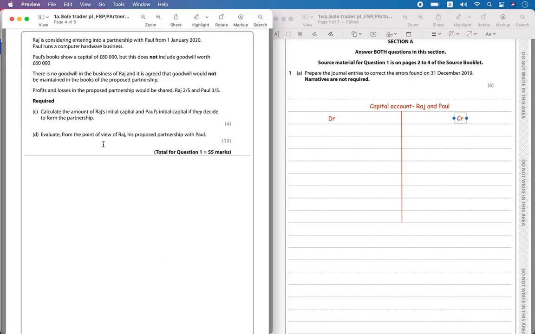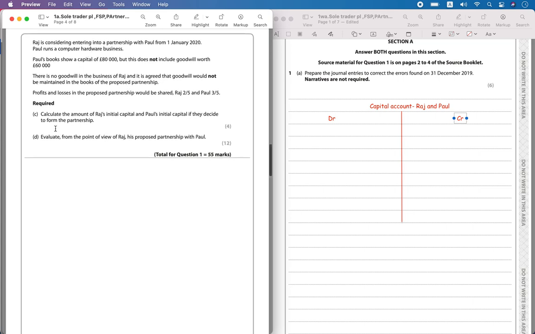So this is the Jan 2020 paper, question number 1C. I'm going to answer this. Here Raj is considering entering into a partnership with Paul from 1st Jan 2020. Paul runs a computer hardware business. Paul's books show a capital of 80,000, but this does not include goodwill worth 60,000. There is no goodwill in the business of Raj, and it is agreed that goodwill would not be maintained in the books of the proposed partnership.